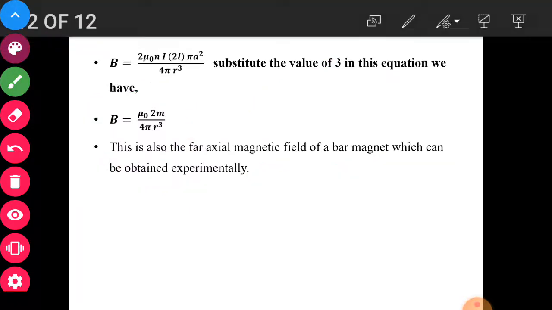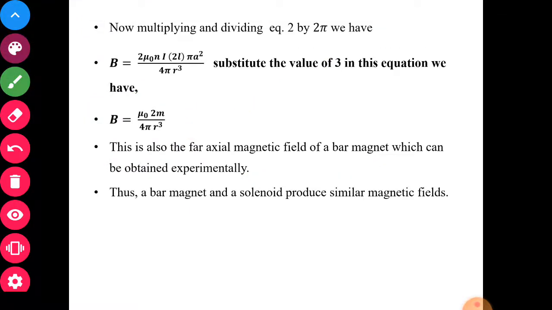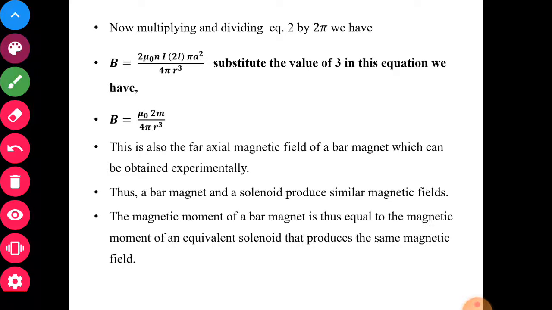So we can say that both are equivalent, or we can say bar magnet and solenoid produce similar magnetic fields. The magnetic moment of bar magnet is similarly equal to the magnetic moment of equivalent solenoid. Try to remember this part, very important. The magnetic moment of solenoid and magnetic moment of bar magnet are found to be the same. Rather, we can say magnetic moment of bar magnet is equal to magnetic moment of equivalent solenoid.